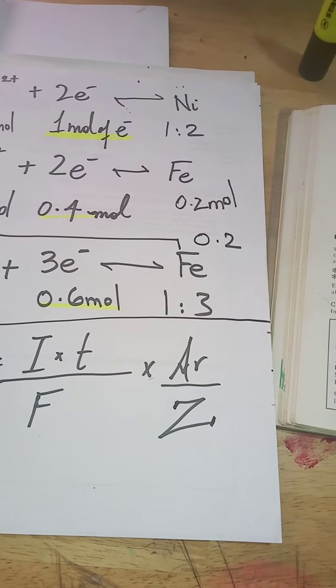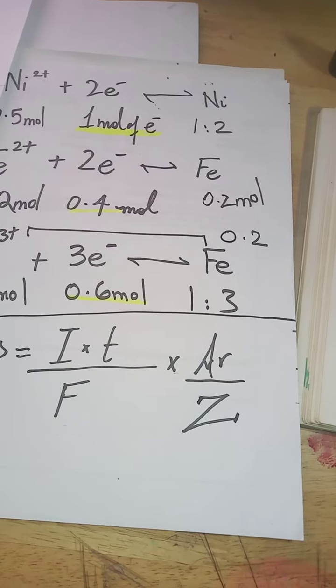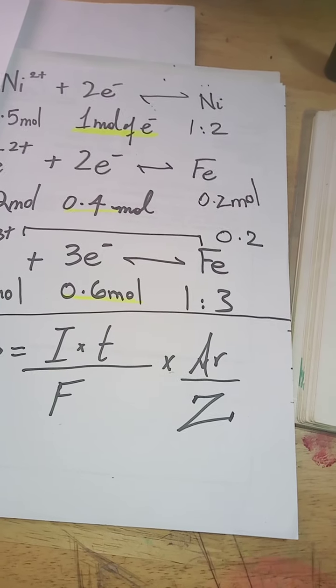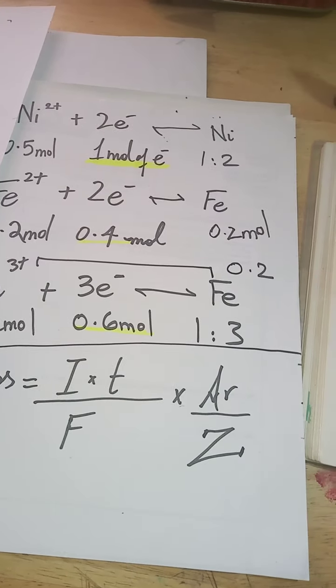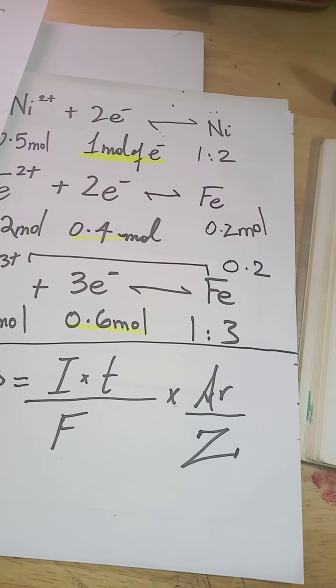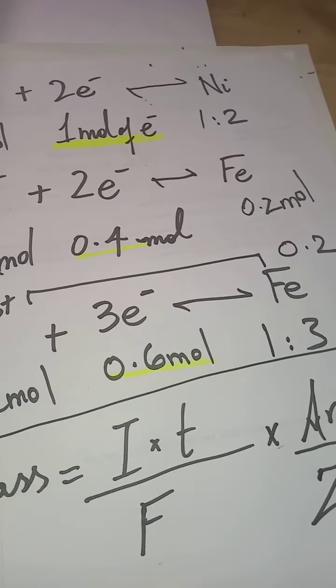So now we'll be calculating mass. The first question I'm going to do is how many moles of electrons are needed to change 1 mole of hydrogen ions to 1 mole of hydrogen molecules.